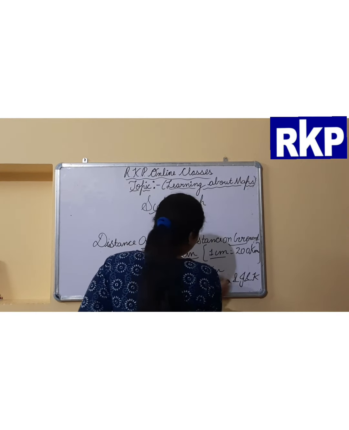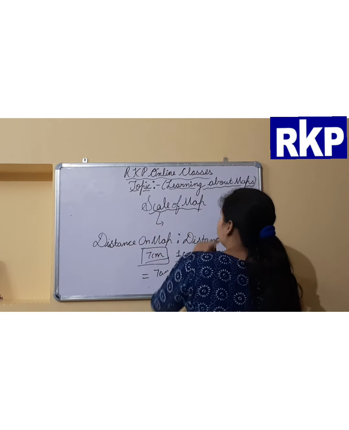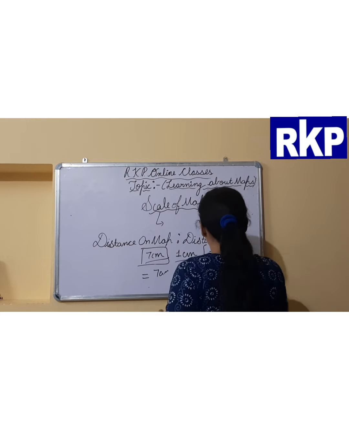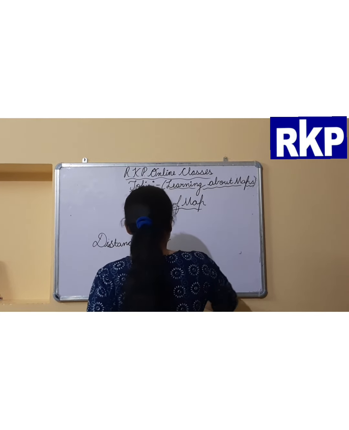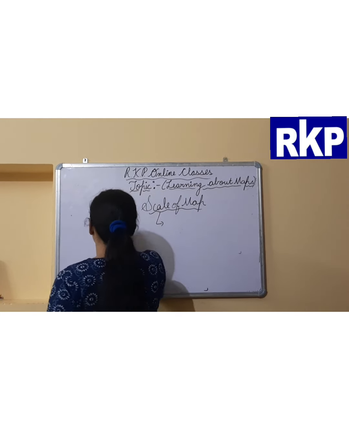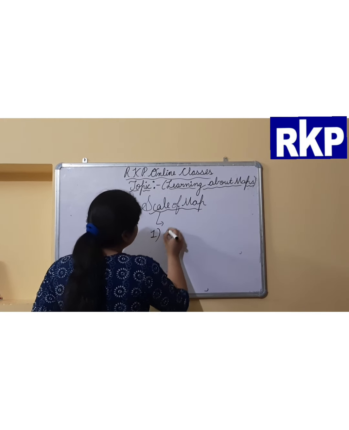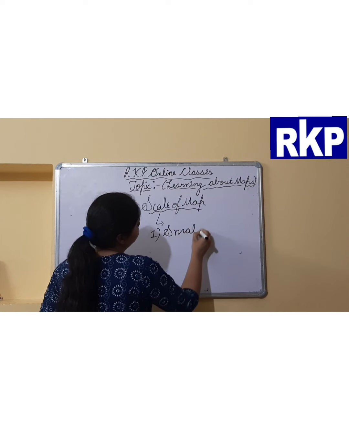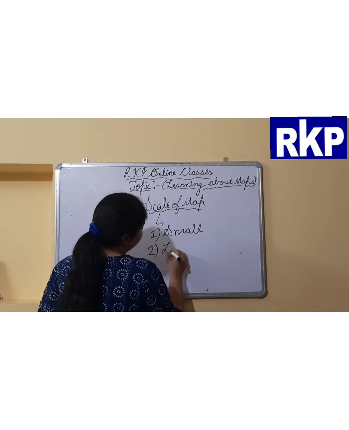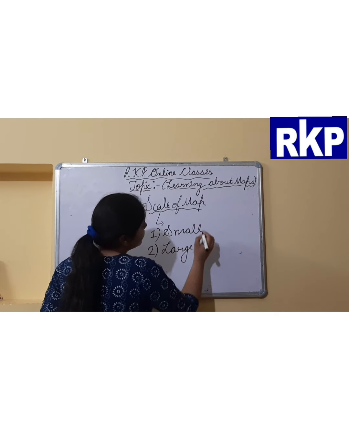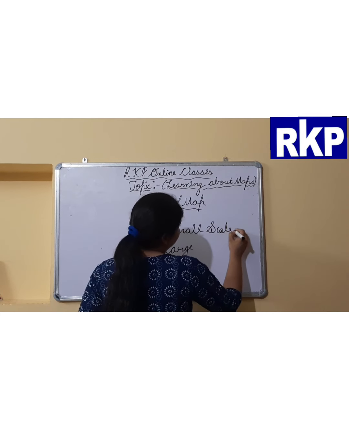Now I'll tell you there are two types of scale of map. First is small scale map and second is large scale map.